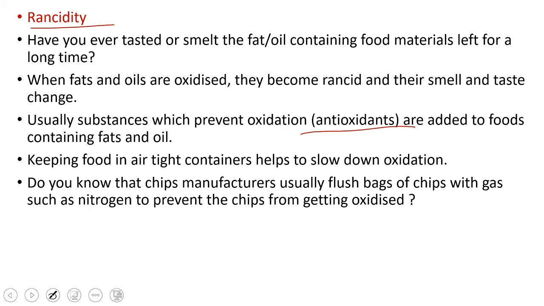And you know, when you buy chips from a shop and cut the packet, some air comes out, right? The chips packet contains nitrogen gas which prevents the oxidation of the oils and fats present in the chips and keeps them fresh for a longer time. So these are some methods to prevent rancidity. The substances which prevent oxidation are known as antioxidants.